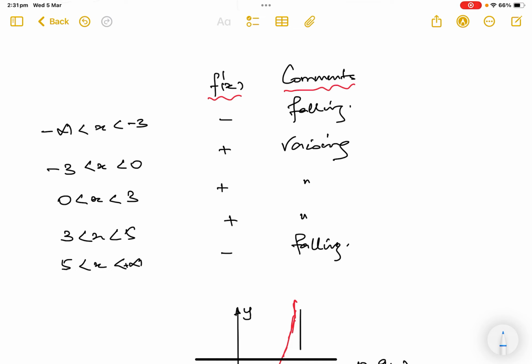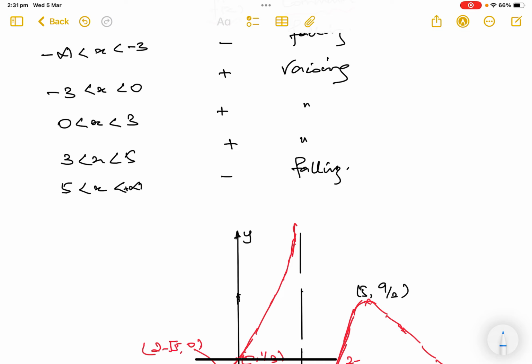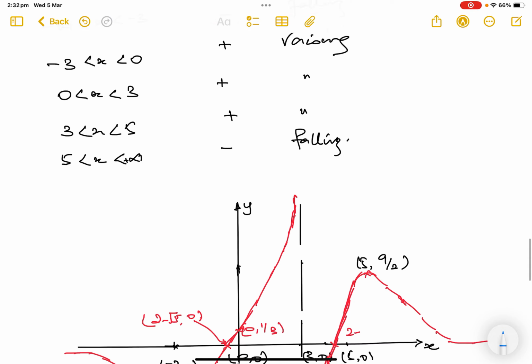So for x between minus infinity and minus 3, f dash is minus, therefore the graph is falling. Between minus 3 and 0 it is rising. So the graph is rising, plus and rising. And between 0 and 3 it is plus again, so it continues rising. And between 3 and 5 it is plus, rising.